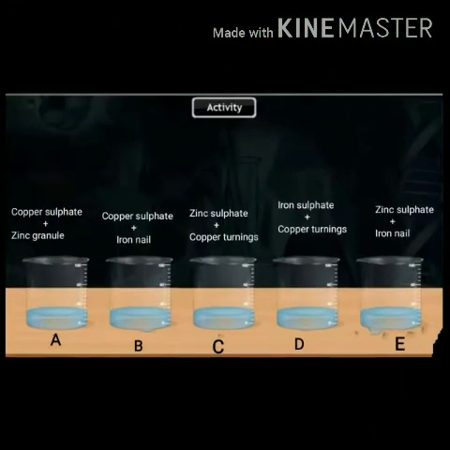To get more clear about displacement reaction, let's have an activity. Take 5 beakers and label them as A, B, C, D and E. Fill each beaker with 50 ml water and dissolve 5 gram copper sulfate in beakers A and B, 5 gram zinc sulfate in beakers C and E, and 5 gram ferrous sulfate in beaker D. Then add a few iron nails in beakers B and E, a few copper turnings in beakers C and D, and a few zinc granules in beaker A. Leave the setup for some time.